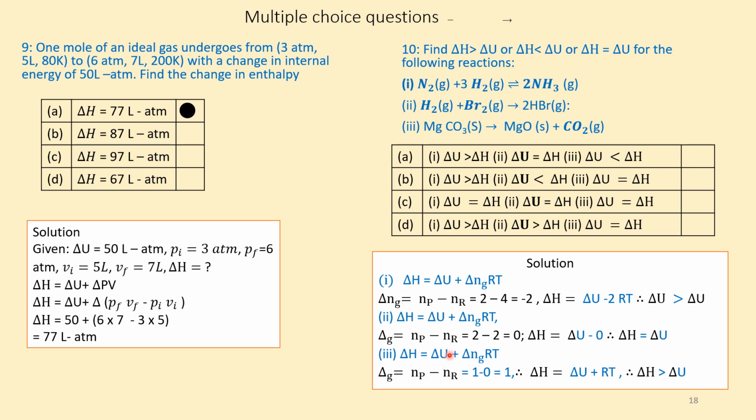And for the third reaction, on the right hand side Np is 1, that is the coefficient of the gaseous state is 1, minus, there is no gas on the left hand side, so Nr is 0. Therefore 1 minus 0 is 1. Substituting in the equation delta H is equal to delta U plus RT, we get that delta H is greater than delta U. So this is available as option A. Please mark it.